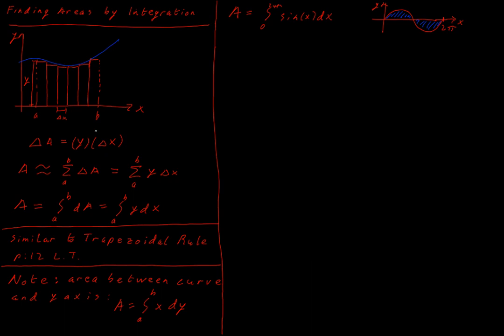Now, to get the area of a single bar, your delta area would be equal to the height of your function at that value of x times the width of your bar. Now, this is all quite approximate. This isn't a full derivation or anything. It's to give you a feel for what's going on.